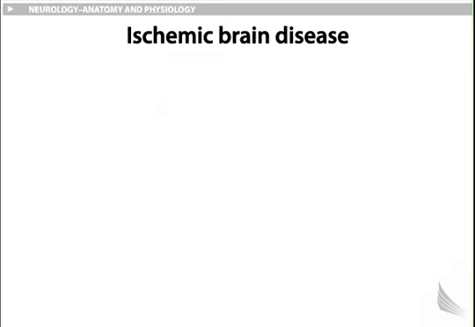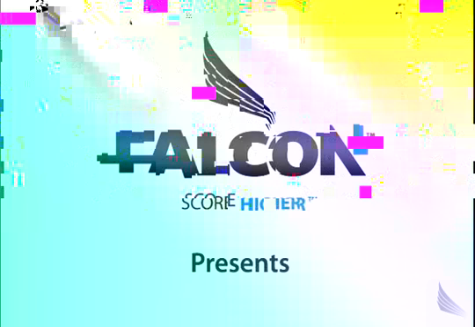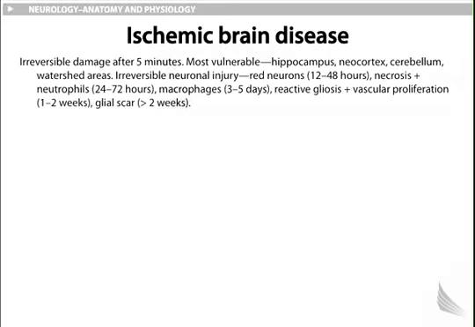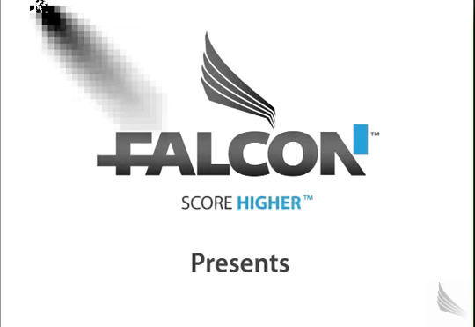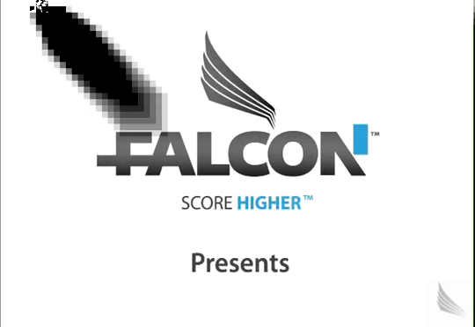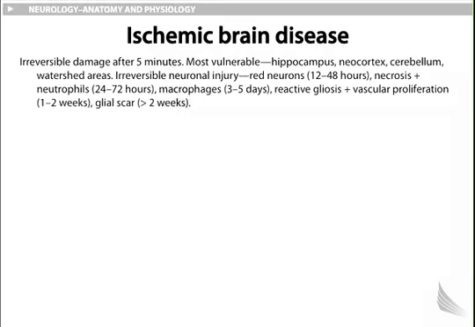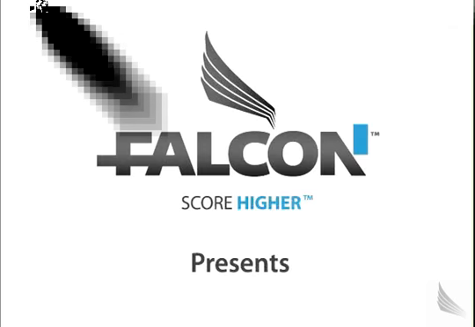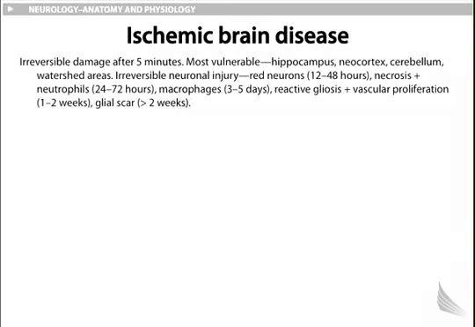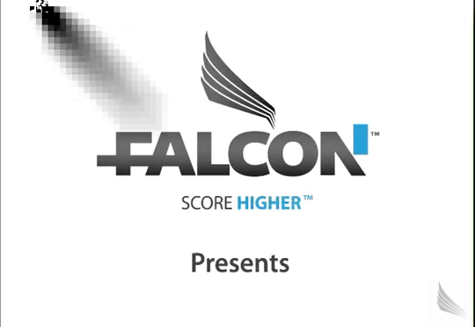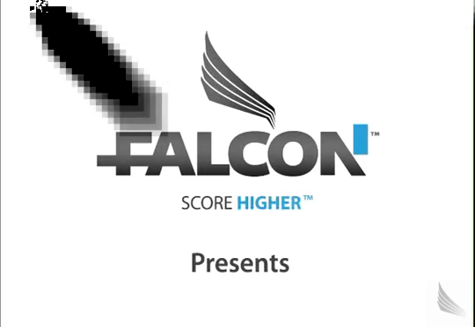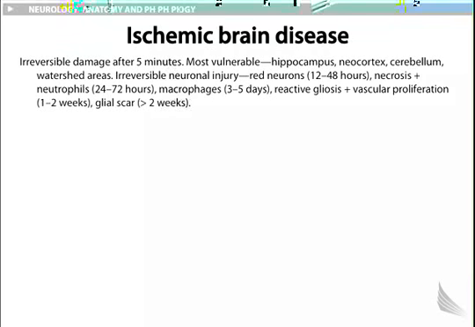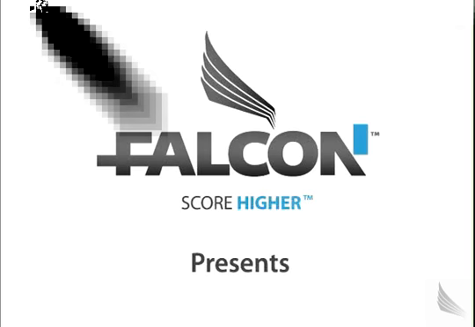Ischemic brain disease. Ischemic brain disease is commonly referred to as stroke, and there are multiple types and causes of stroke. In general, after 5 minutes of ischemia, neuronal damage is irreversible. Certain areas tend to be more vulnerable. For example, the hippocampus, the neocortex, and the cerebellum are highly metabolically active and are very sensitive to ischemia.